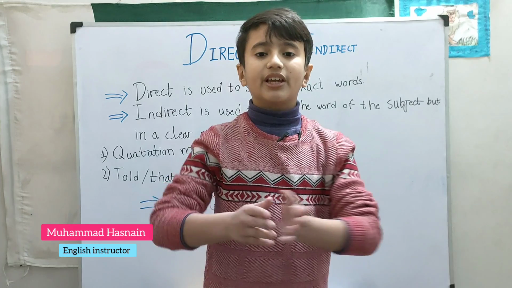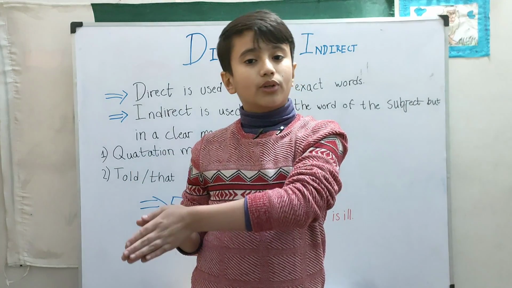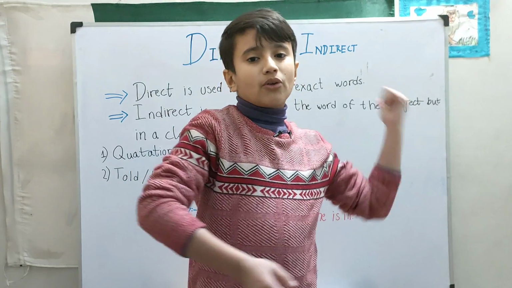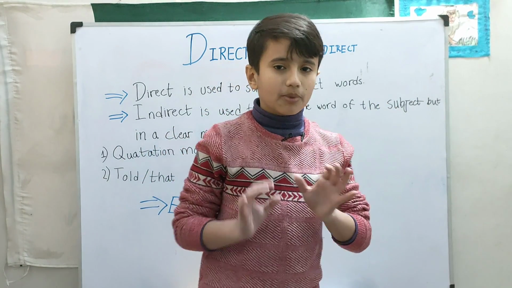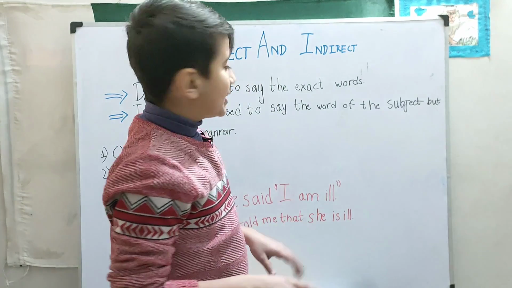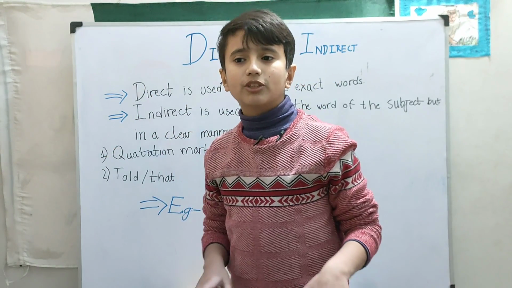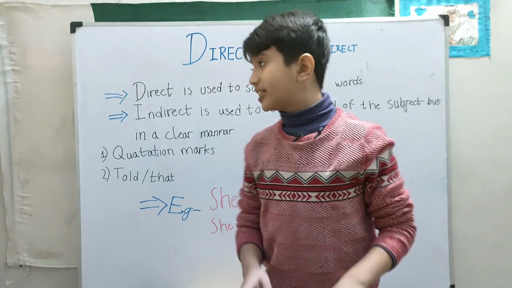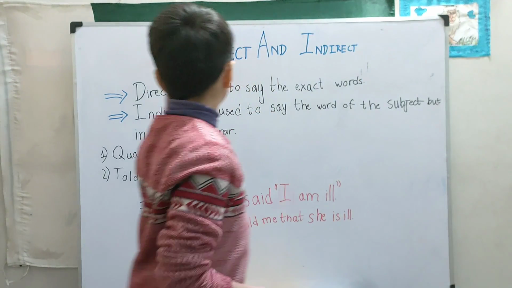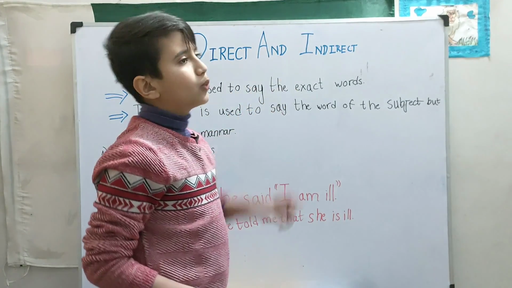You have to say either reporting speech or reported speech, or you have to say direct or indirect speech. You have to say it like this. Okay, do you people understand? Now, what is direct and indirect speech? You people know this much, what is indirect and direct, but how to use it is the problem. But still, I will explain. Direct is used to say the exact words.